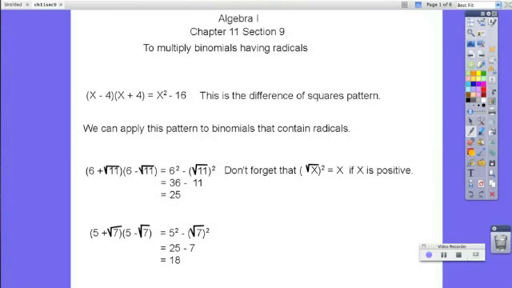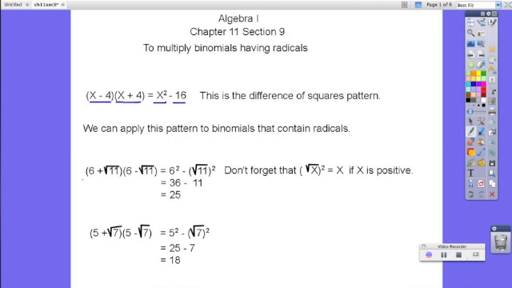Section 9. We're going to multiply binomials that have radicals. If you remember from Chapter 5, we multiplied these two binomials together. x minus 4 times x plus 4 equals x squared minus 16. As you know, this is called the difference of two squares pattern. We can apply this pattern to binomials that contain radicals.